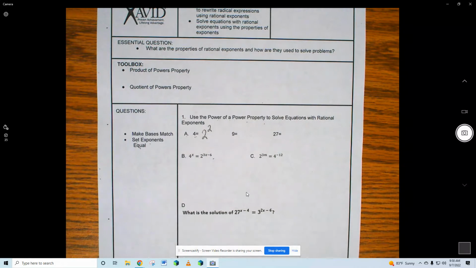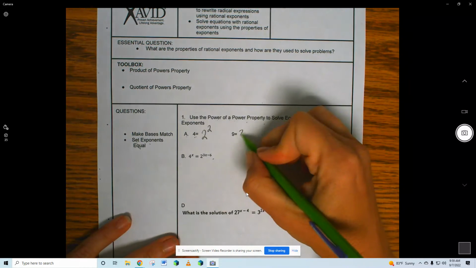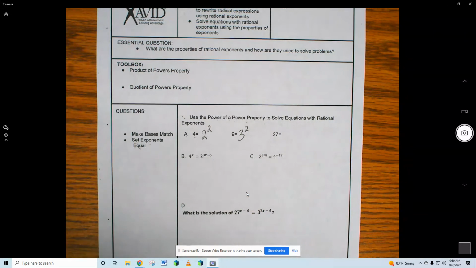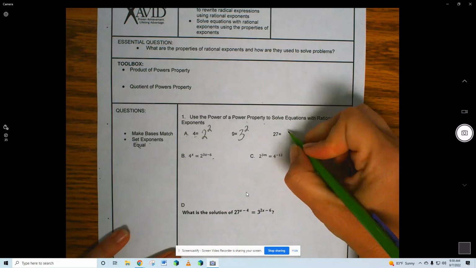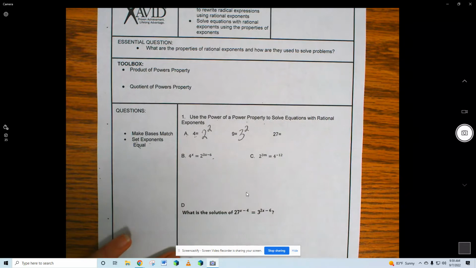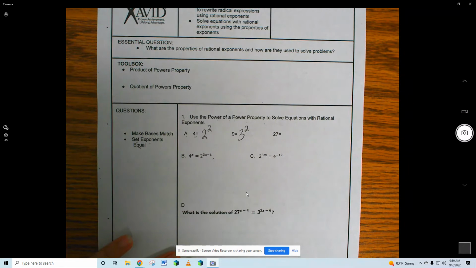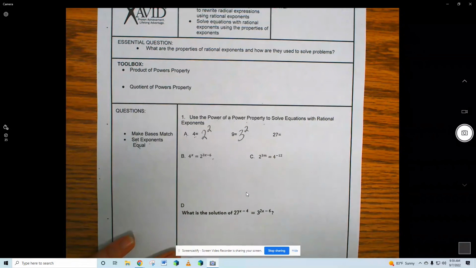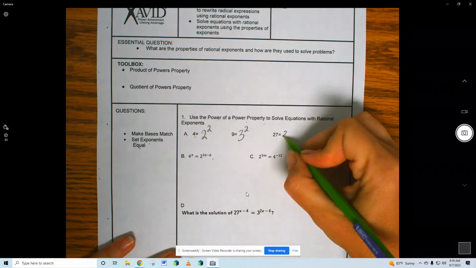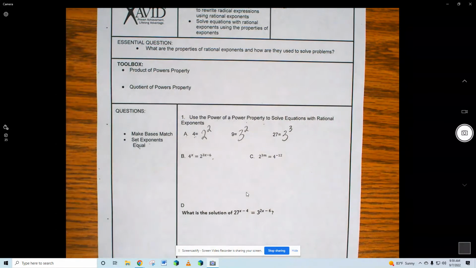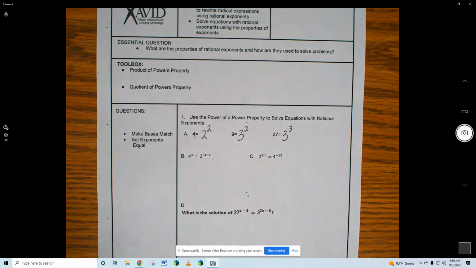Okay. Then what could 9 become instead of a 9? What could I write? 3 to the power of 2. Awesome. 27 could be what? And you remember my little cheat sheet of all the important ones are on the board there. 27 becomes what? 3 to the third. 3 to the power of 3. Good.